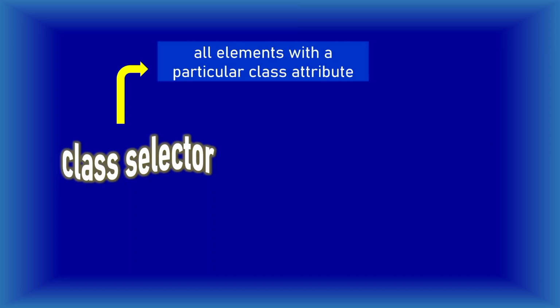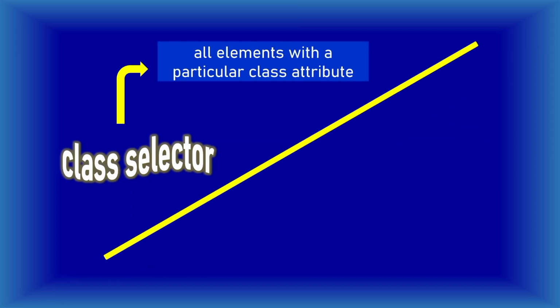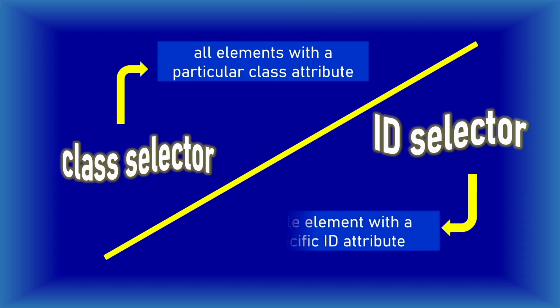In CSS, a class selector is used to select all elements with a particular class attribute, while an ID selector is used to select a single element with a specific ID attribute. Classes and IDs are both used to give HTML elements a specific identifier that can be used to style them with CSS. However, while multiple elements can have the same class, each element should have a unique ID within the document. This means that class selectors are used to style groups of elements, while ID selectors are used to style individual elements, because the ID for each element must be unique.